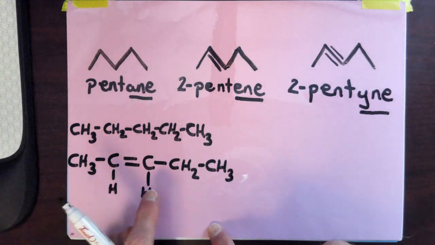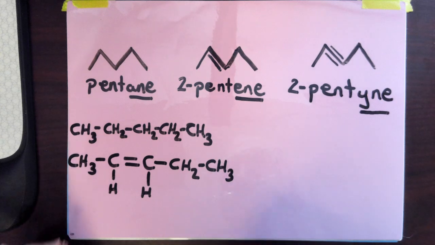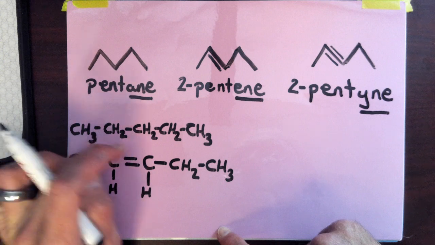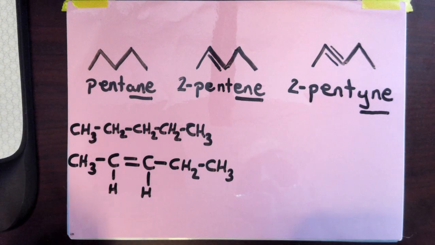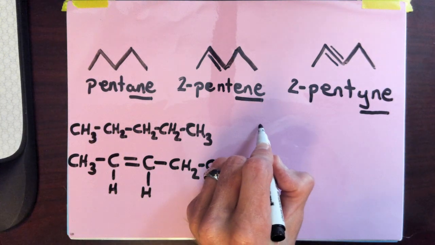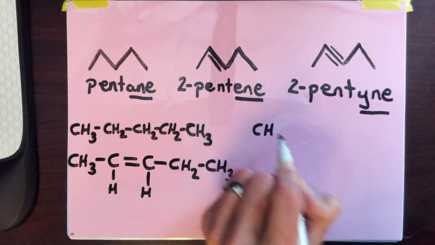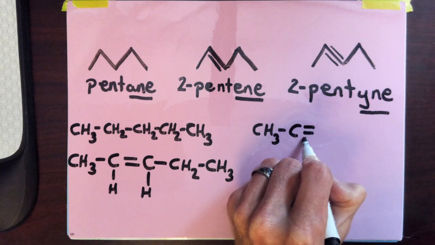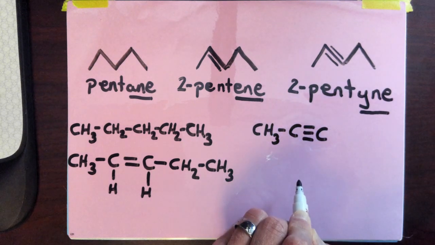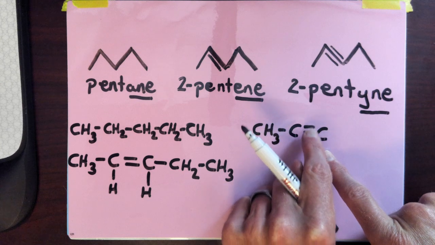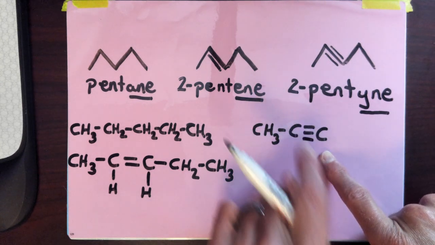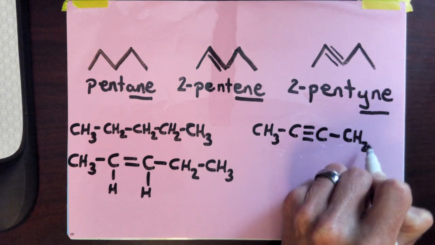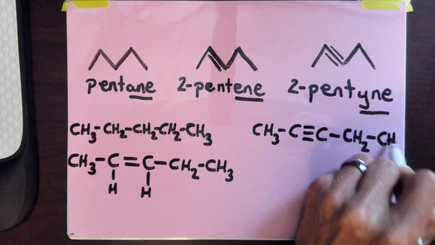There's the 2-pentene. See, as we add these multiple bonds, we're reducing the number of hydrogens on those carbons involved in the multiple bonds. And then with the 2-pentyne, we've got CH3, then the C to C triple bond, so there are no hydrogens there. See, 1, 2, 3, 4 bonds. We have CH2 and CH3.